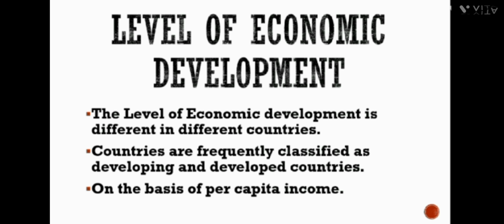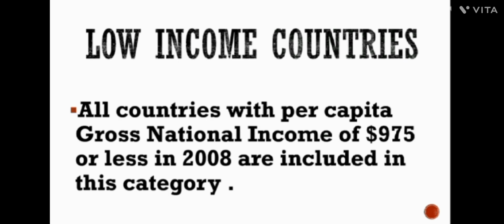The economic development of any country is divided into three categories. In 2008 we needed to follow these to know the per capita income or economic development of countries. So let's see what these three categories are. First is low income country, countries which have a very low income. All countries with a gross national income of $975 or less in 2008 are included in this category.